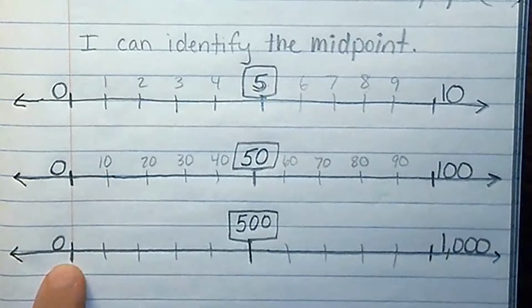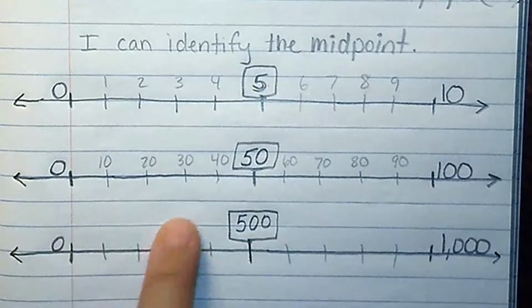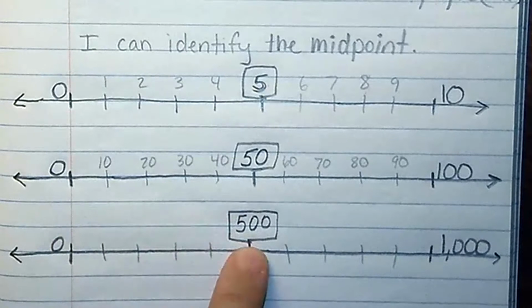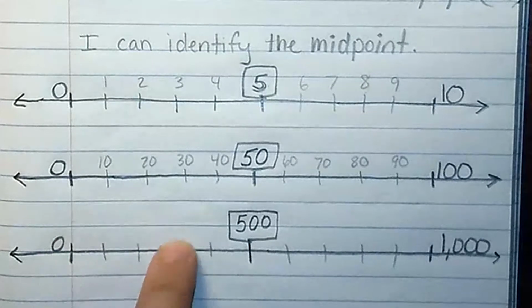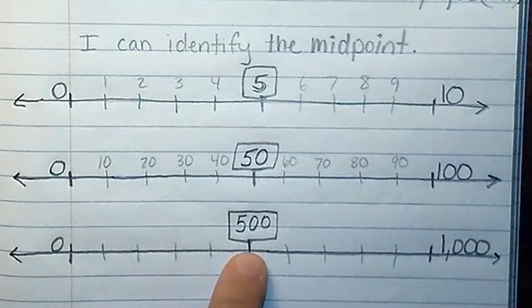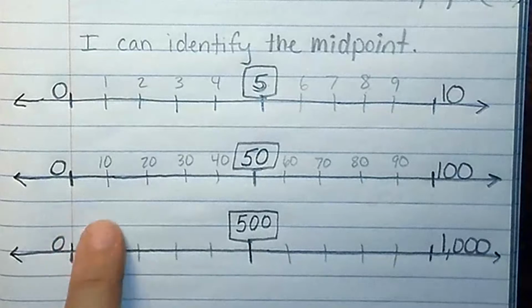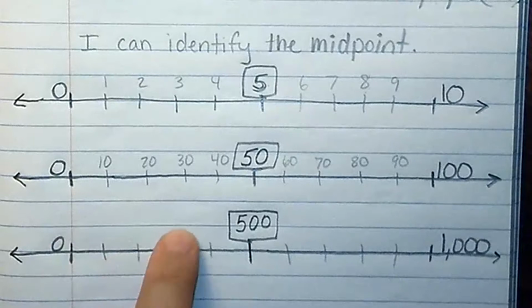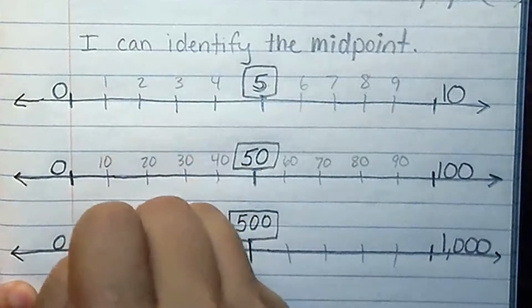Let's see if I should count by ones. 1, 2, 3, 4, 500. That didn't work. Let's try tens. 10, 20, 30, 40, 500. That didn't work. What else could I count by? Let's try hundreds. 100, 200, 300, 400, 500. I think we found it. Let's count by hundreds this time.